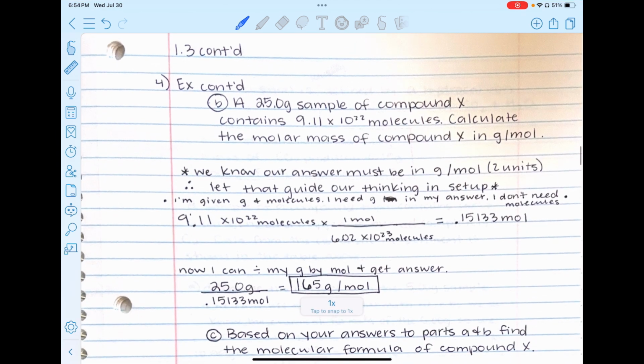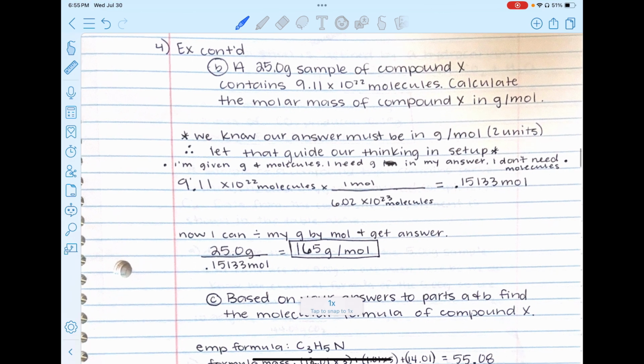Moving on to part B. We've got a 25-gram sample of this compound X. It has 9.11 times 10 to the 22nd molecules. We're told to find the molar mass of compound X. Molar mass, just a reminder, is always in units of grams per mole, which are 2 units. So however I set this problem up, I need my answer to have 2 units at the end, and I need them to not cancel out when I set up these dimensional analysis problems, where we're multiplying by something over something each time. That needs to guide our thinking.